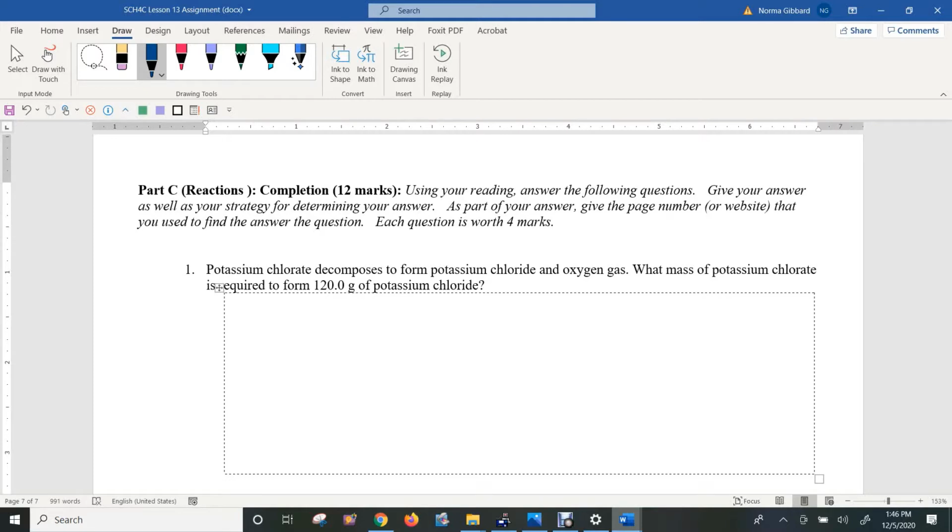So in this question, potassium chlorate decomposes to form potassium chloride and oxygen gas. What mass of potassium chlorate is required to form 120 grams of potassium chloride? So our first step is to write our balanced equation. So let's look at that first.